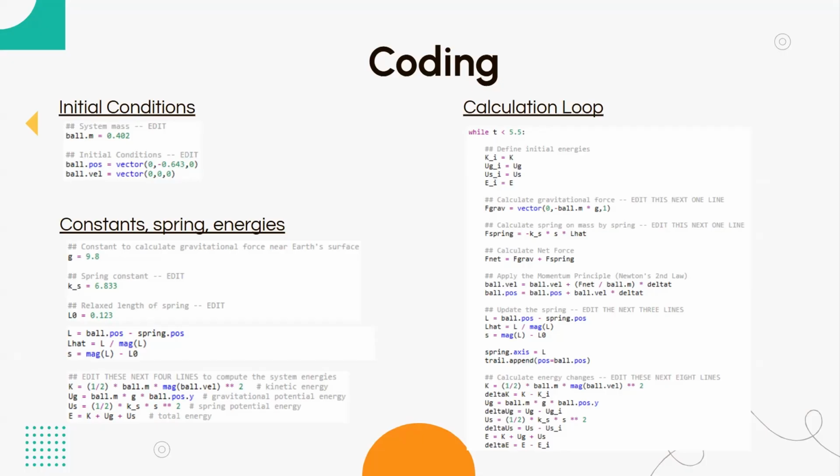The kinetic energy, gravitational potential energy, and the spring potential energy were added to get the total energy using the formulas discussed before. In the calculation loop, the initial energies are saved to compute the energy changes after the update. The net force was calculated by adding the spring force and gravitational force. Next, Newton's second law was applied to get the updated velocity and position for each point.